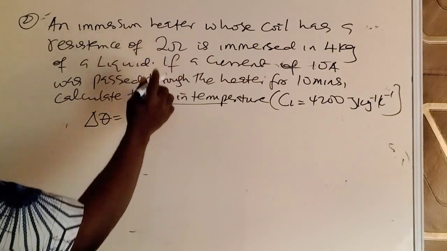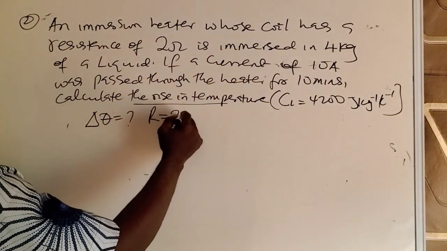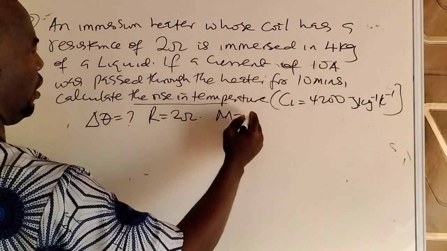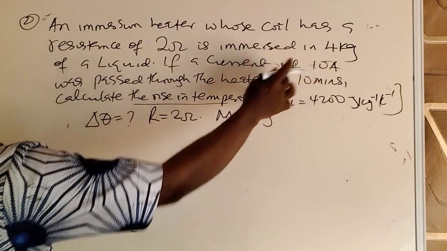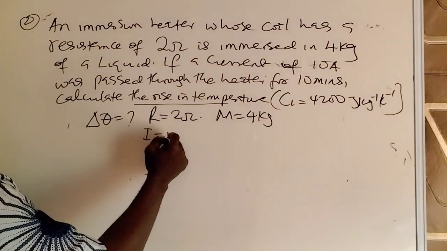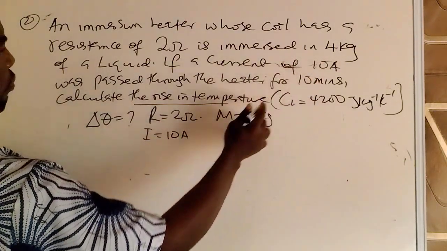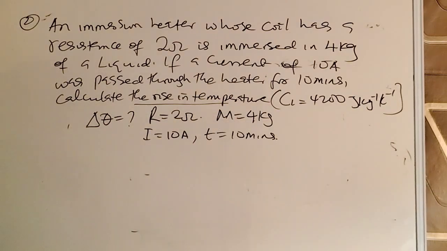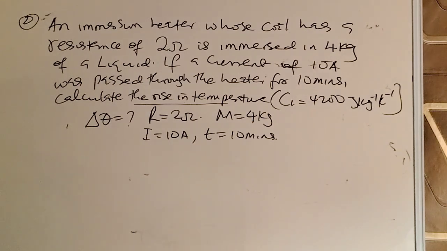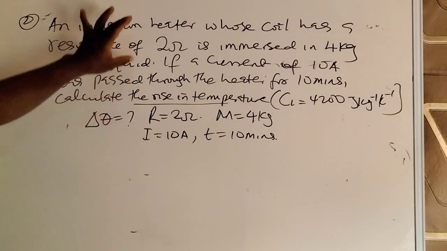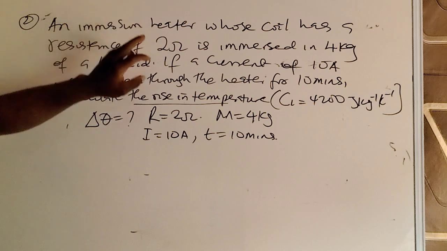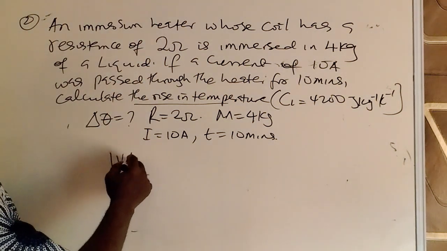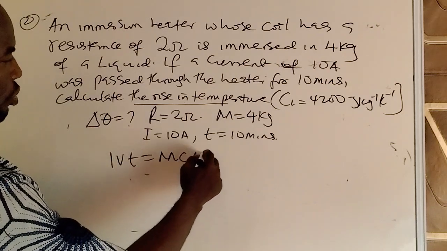Then we have the resistance of the heating coil, 2 ohms, given to us. We have the mass of the water given to us as 4 kg. Current passed through the coil is 10 amperes, for 10 minutes. We're now looking for the value of the change in temperature. The same principle applies as in the former question. The heater supplies heat, while the water or the liquid gains heat. So we'll now use IVt equals mc, change in temperature.